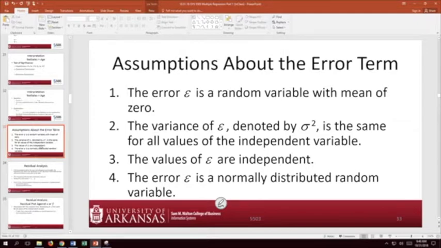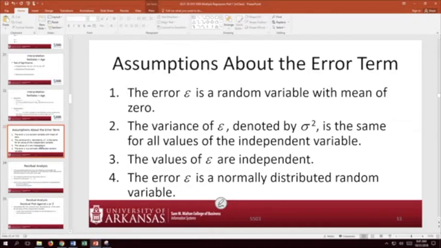Another assumption we're going to make is that the variance of that error, so the variability of that error, is the same for all values of our independent variable. When we only have one independent variable, that assumption is not quite as important. When we start to have multiple independent variables, this assumption is going to be very important. Kind of like we had equality of variances in the past, that's what we're looking at here, but it's the equality of variances of our error term.